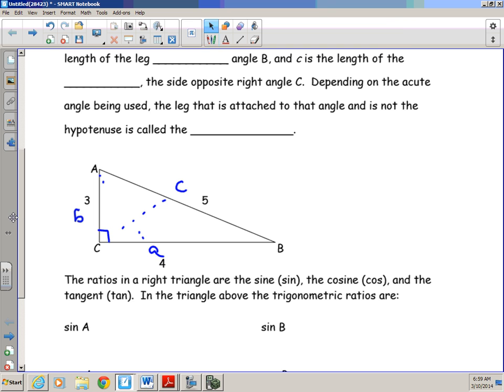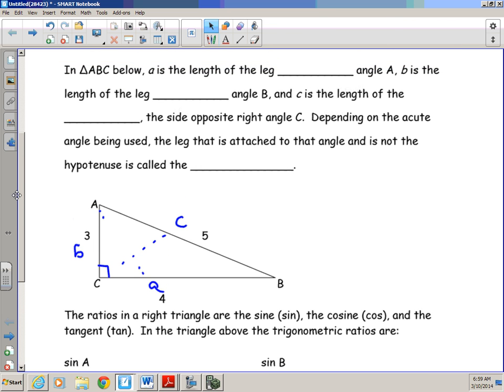As it says up above, in triangle ABC below, A is the length of the leg opposite angle A. B is the length of the leg opposite angle B. And C is the length of the hypotenuse. Now the hypotenuse of a right triangle, a lot of people fall into the trap of saying it's the longest side, which is true, but unless you have all of the side lengths, you really don't know that. So the foolproof way of knowing that a side is the hypotenuse is it's the side opposite the right angle. Okay?